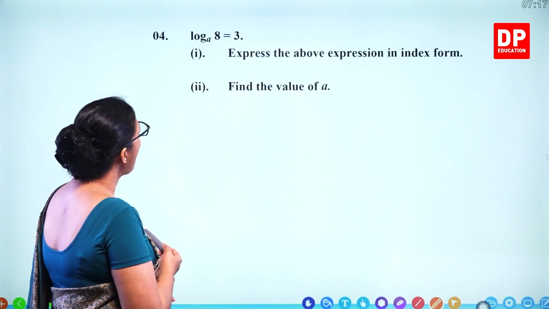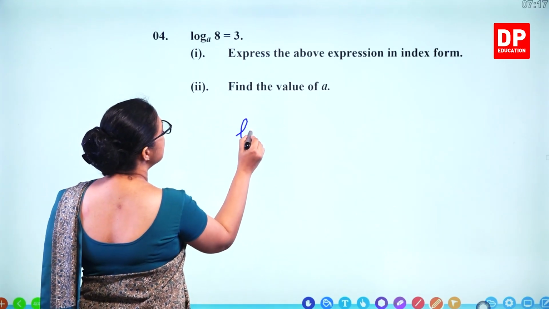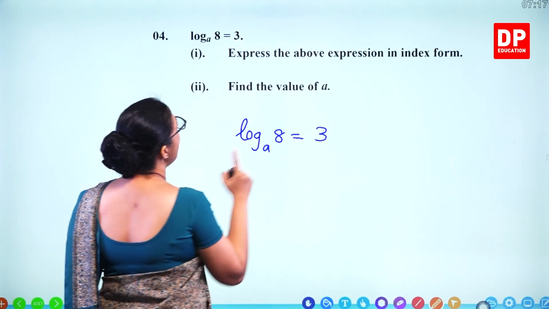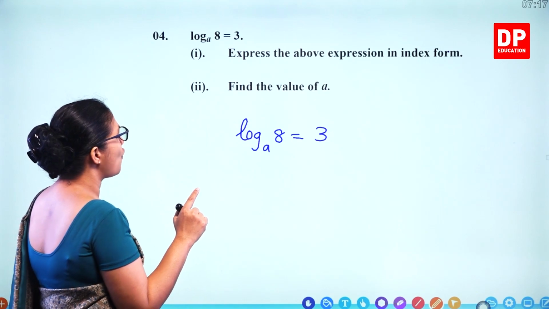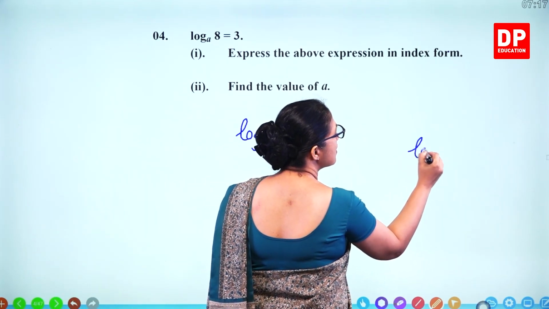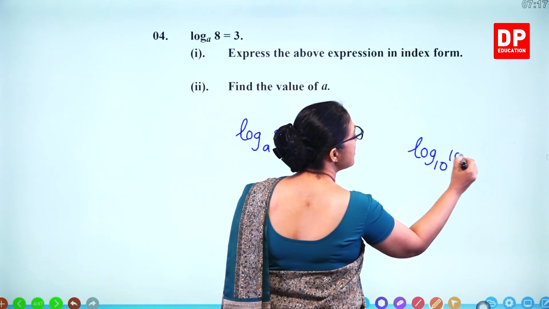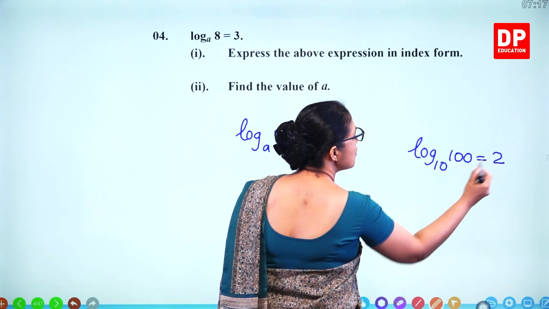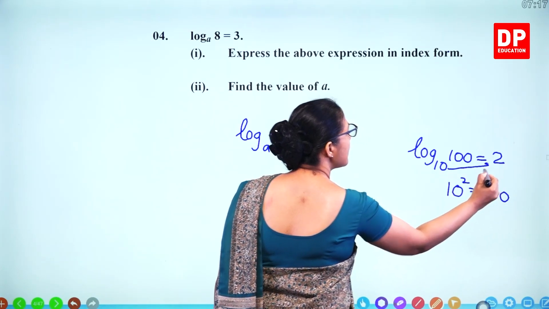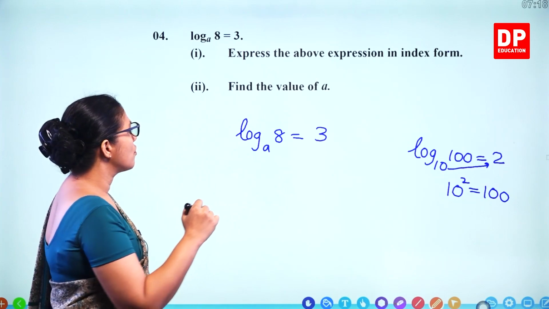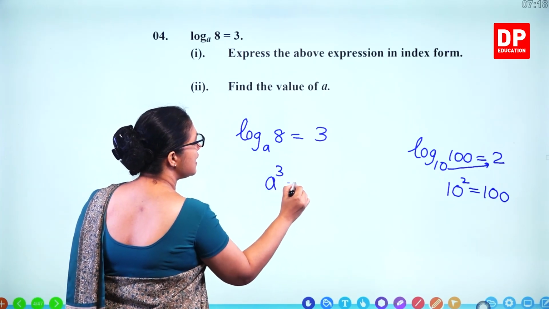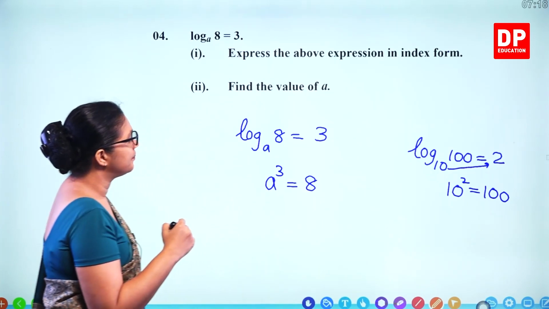Question number 4, log a base 8 is 3. Express the above expression in index form. So how do you write it down? Can you remember? Log 10 base 100 is 2. So 10 squared is equal to 100. So we write like this, 10 to the power 2. So likewise, how do you write in index notation? A to the power 3 is 8.